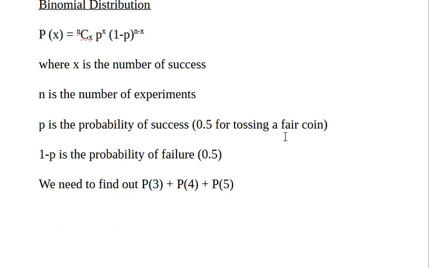So what we will do, we will just substitute the values in the formula, because we know it. For probability of 3, our formula is nCx. Here n is the number of experiments, so n is 5. x is the number of success, so here x will be 3, 4 and 5. All these 3 we need to find. When we are finding probability of 3, x is 3.